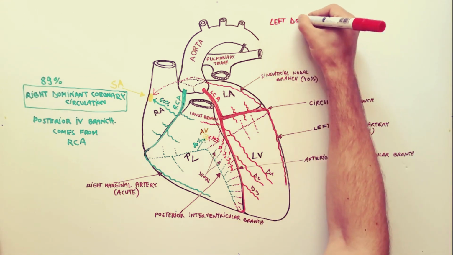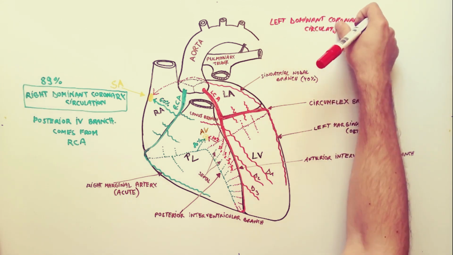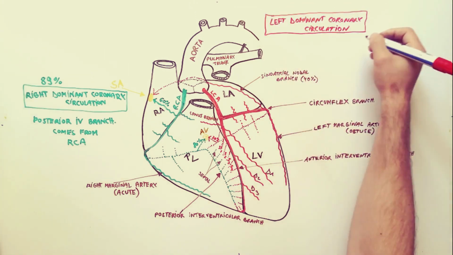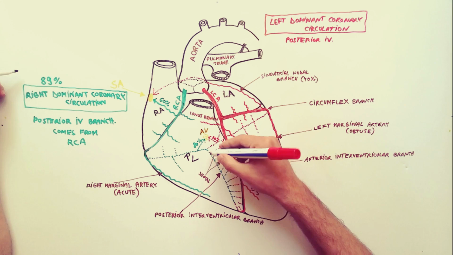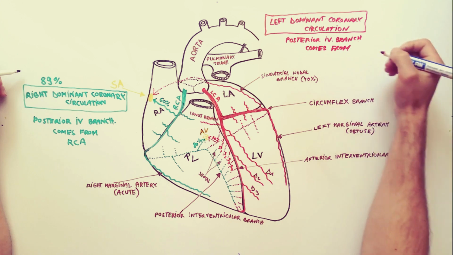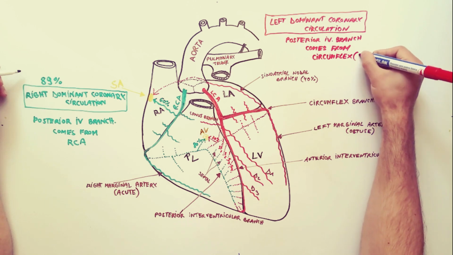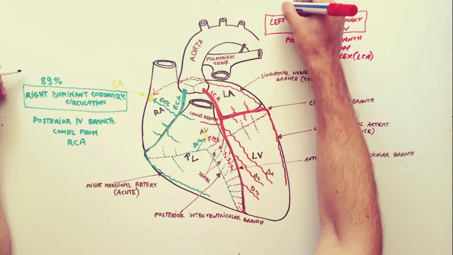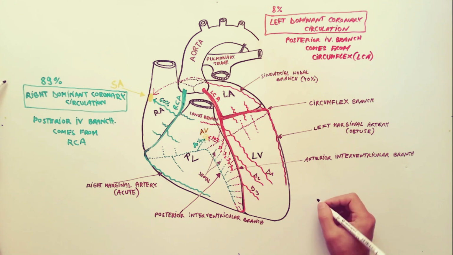In the left dominant coronary circulation, the posterior interventricular artery comes from the circumflex branch of the left coronary artery. In this case, the circumflex artery, once it reaches the crux cordis, or the crux of the heart, becomes continuous with the posterior interventricular artery along the posterior interventricular sulcus. But obviously, this is a particular situation. As we have already discussed, the posterior interventricular artery usually comes from the right coronary artery. The left dominant coronary circulation occurs in about 8% of the population.